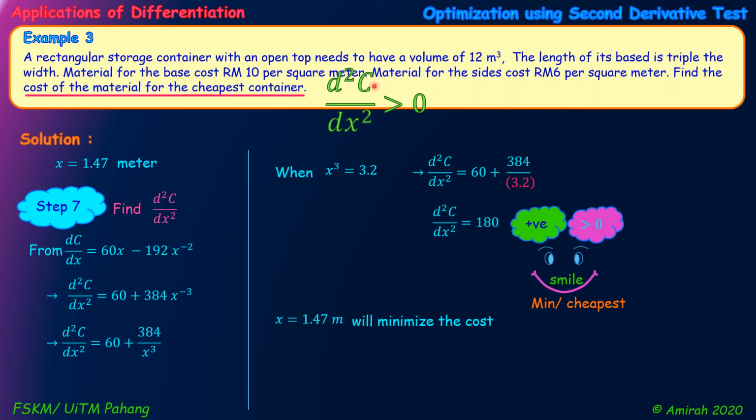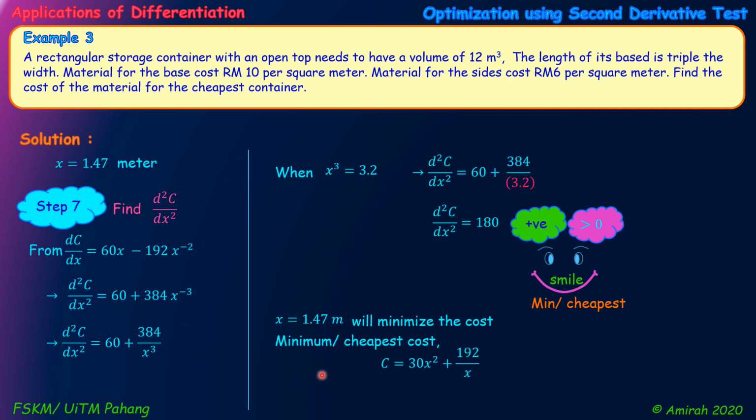So we can write that x equals 1.47 meter will minimize the cost, because we differentiated the cost. So the word is minimize the cost. Then the minimum or cheapest cost equals C from the cost formula, C equals 30x squared plus 192 over x from the previous slide. Now we replace x by 1.47 meter, and then we solve using a calculator. So we get 195.44. The cheapest cost equals RM195.44, or 195 ringgit 44 cents. The cost from the given question is in RM, so we put RM here.